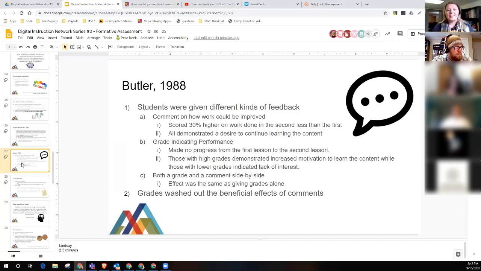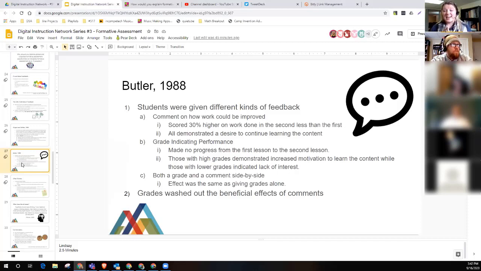Now, when we think about the group that got a grade and a comment, we would like to think that maybe they got a combination of those results. Like maybe their results were positive, like the students who got the comment. But what she found was that the effect was the exact same as giving grades alone. She found that students, when they got their assessment back, the very first thing they looked at was their grade.